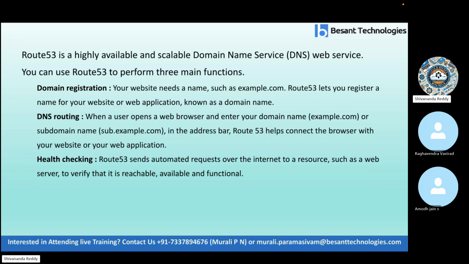Route 53 is a highly available and scalable Domain Name Service, DNS web service. You can use Route 53 to perform three main functions. One is domain registration. Your website needs a name such as example.com. Route 53 lets you register a name for your website or application. Then DNS routing. When a user opens a web browser and enters your domain name, example.com, in the address bar, Route 53 helps connect the browser with your website or your application. Then health checking. Route 53 sends automated requests over the internet to a resource such as a web server to verify that it is reachable, available, and functional.